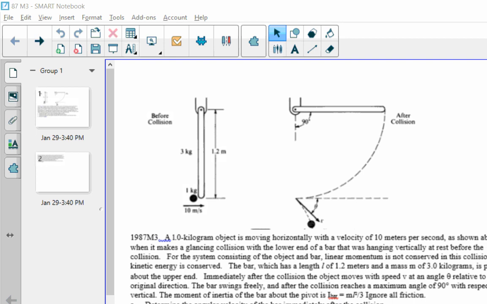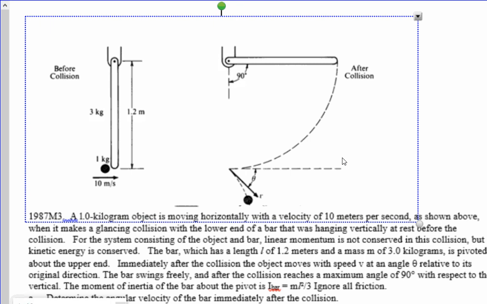It is time to go over this particular lovely AP question from 1987, the year I graduated high school. So this is from a very long time ago, without a doubt. All right, let's see if I can make this a little larger. There we go.